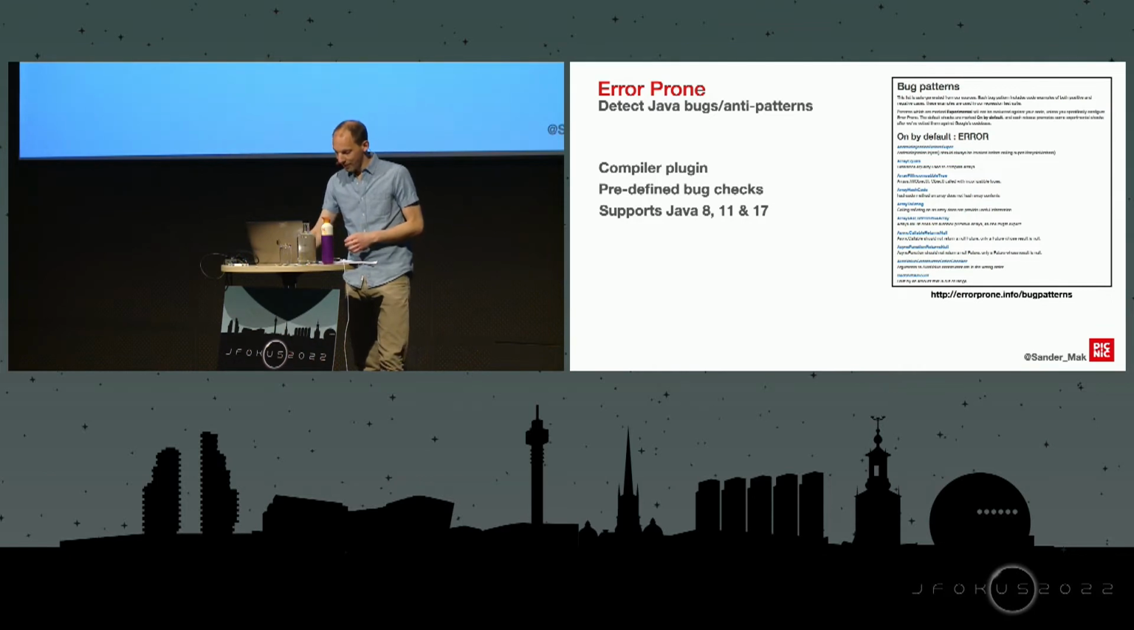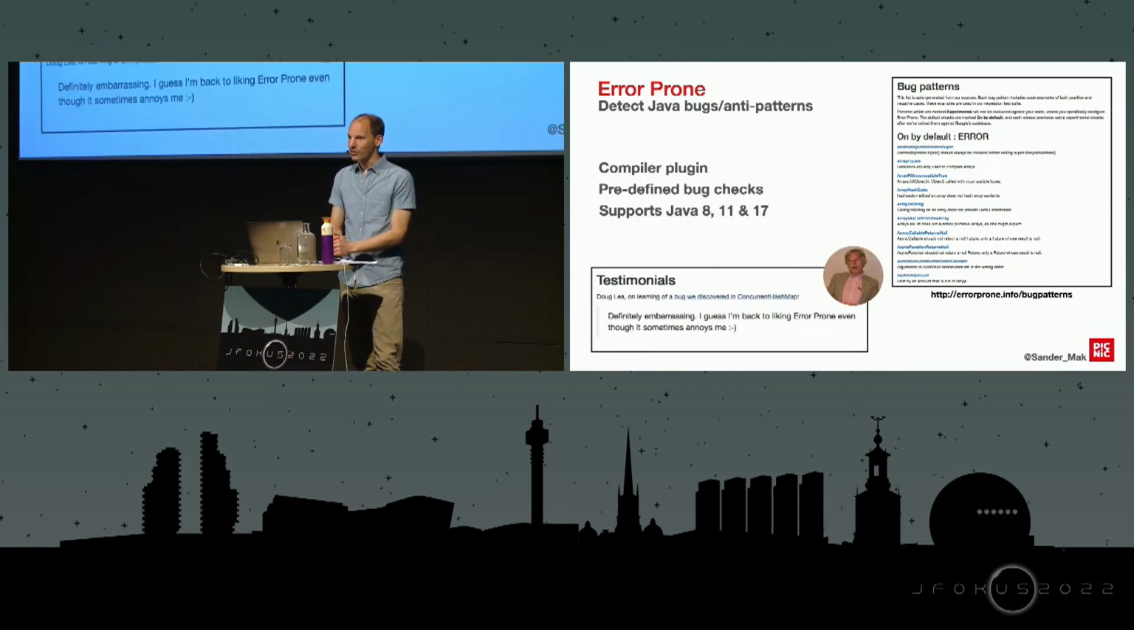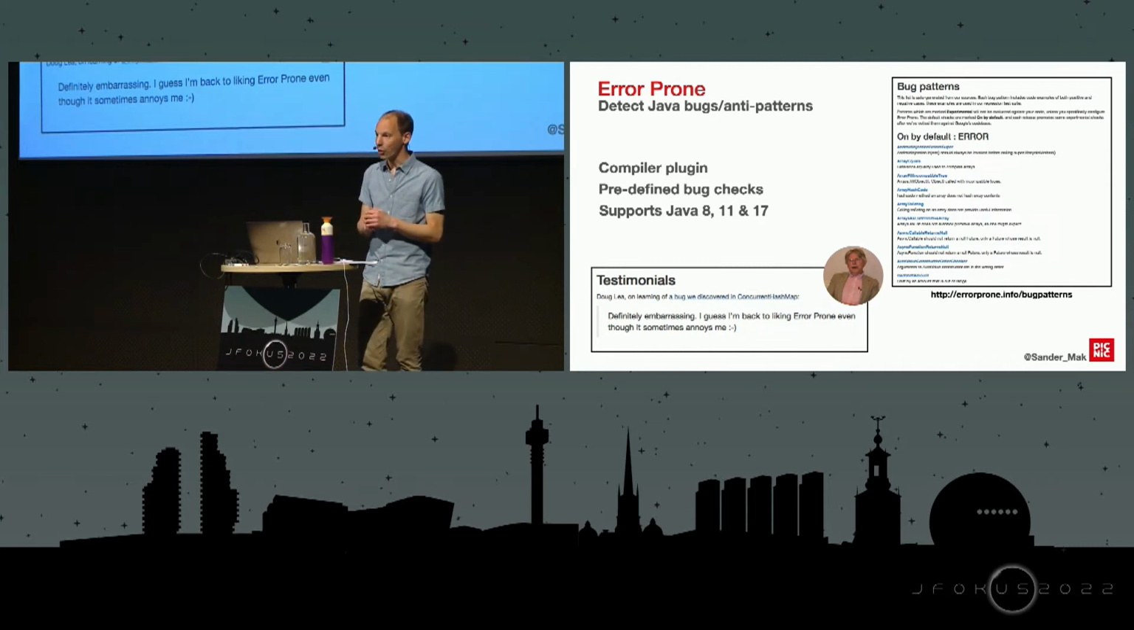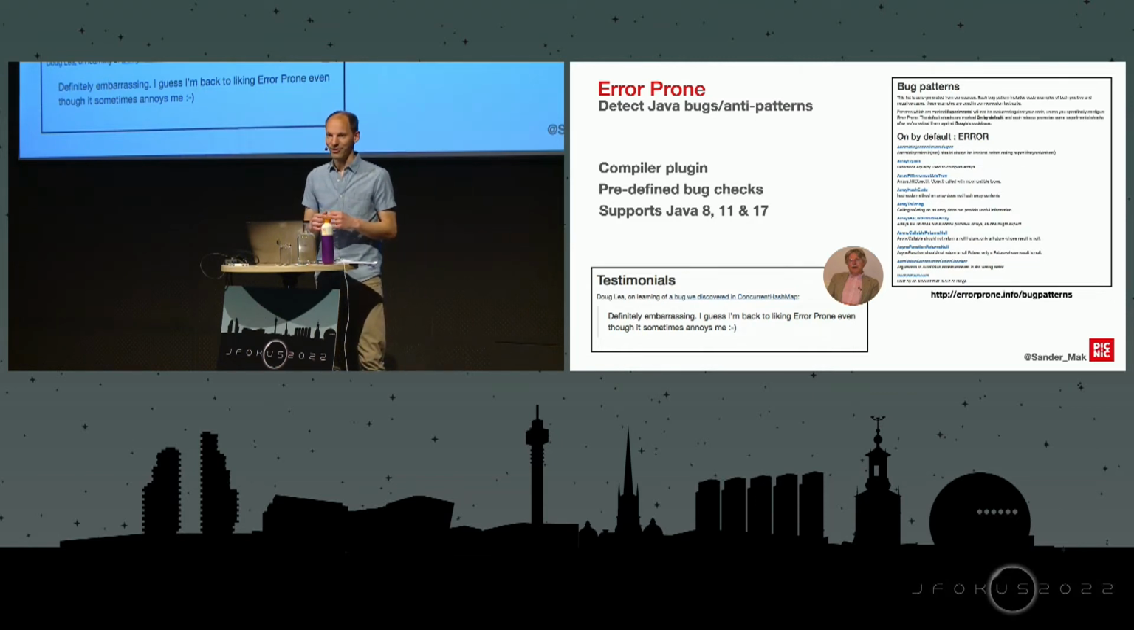So that's pretty cool. And if you actually look at the Error-Prone site, there's an interesting endorsement there from Doug Lea, the guy who wrote the Java util concurrent libraries, where he says, okay, well, it's a bit embarrassing. I guess I'm back to liking Error-Prone because it found a bug in the ConcurrentHashMap implementation that he wrote, though it sometimes annoys me. And I think we can all recognize the sentiment, right? These tools, they're very useful, but they can also be very, very annoying because they're so strict and they're always on and they're always sort of telling you what you're doing wrong, so that's not a great feeling, but in the end, we all know it's for the better.